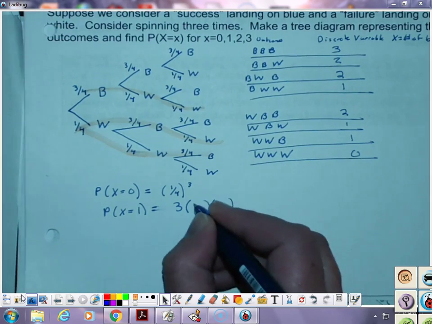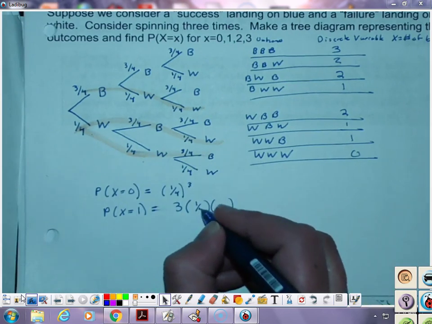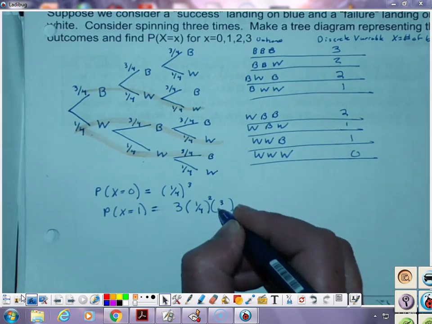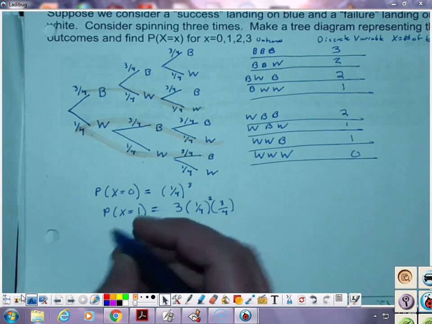They have 1/4, 1/4, and 3/4. So it's 1/4 squared times 3/4. Remember I said this was going to relate to the binomial theorem? So I'm trying to look for a pattern.